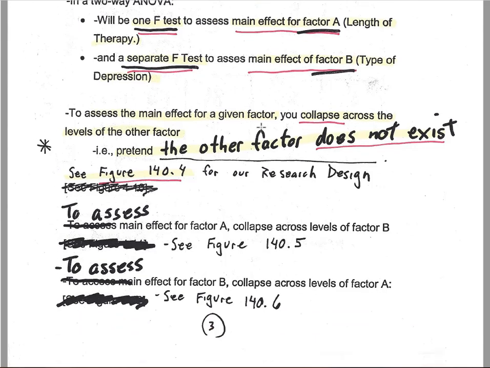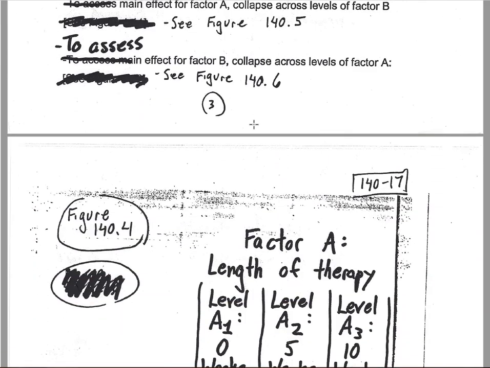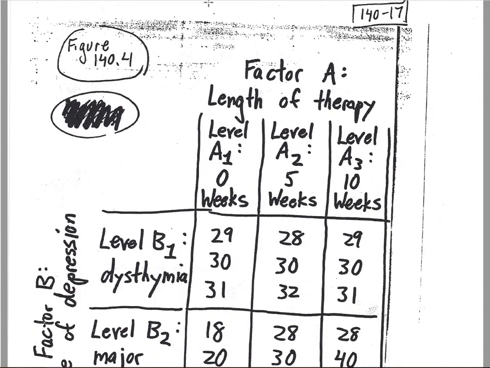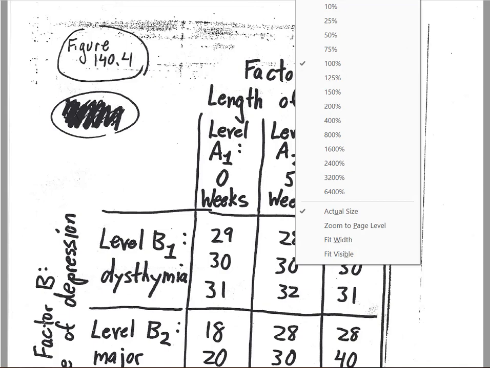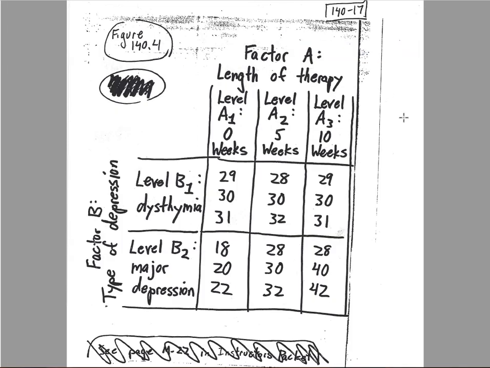Let's take these one at a time. First of all, to refresh your memory, this is the table that illustrates our research design. Remember, in the current two-way ANOVA, we have two factors. Factor A is length of therapy. We're comparing people who get 0 weeks of therapy versus 5 weeks versus 10 weeks of therapy. In our investigation, factor B is type of depression. We're comparing people that suffer from dysthymia to people that suffer from major depression.